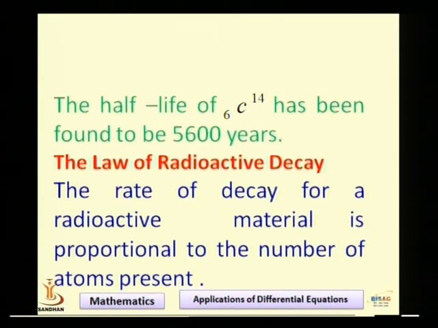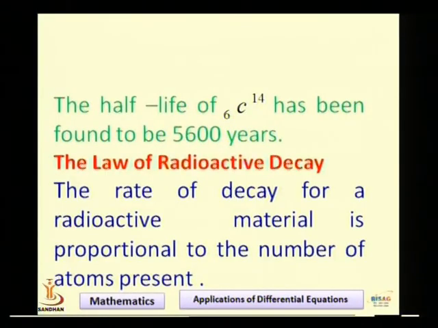One can find out the age of the fossil. What is this law of radioactive decay? It says that the rate of decay for a radioactive material is proportional to the number of atoms present.